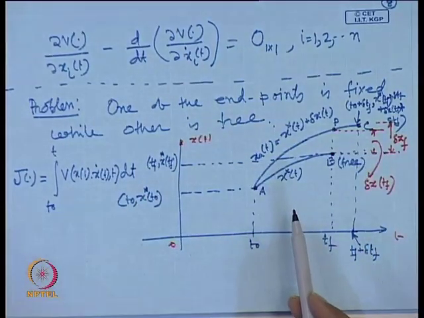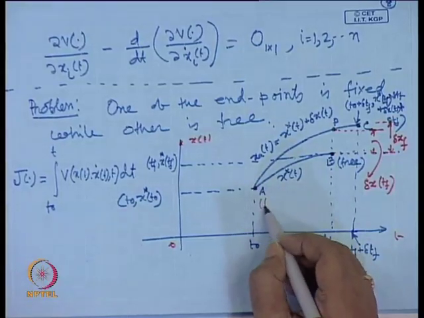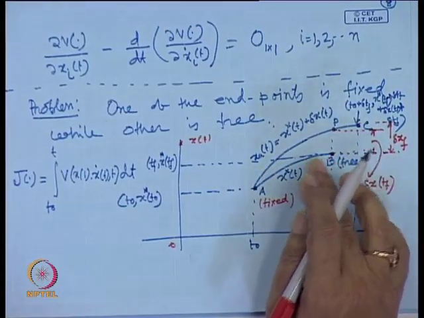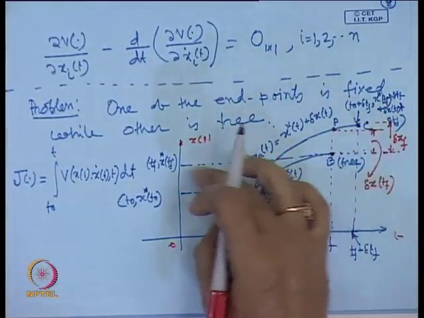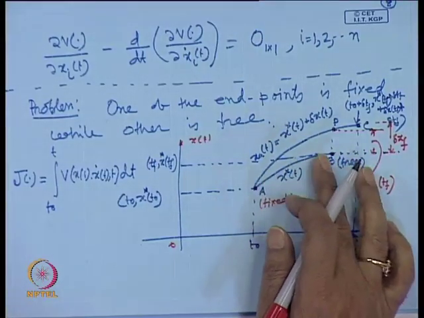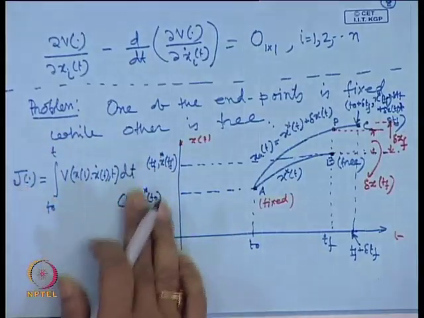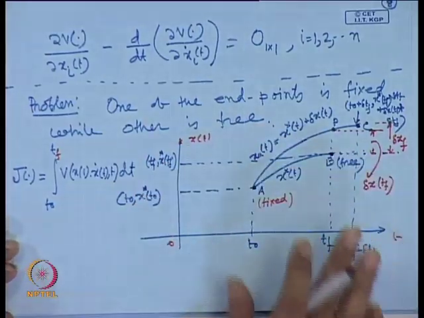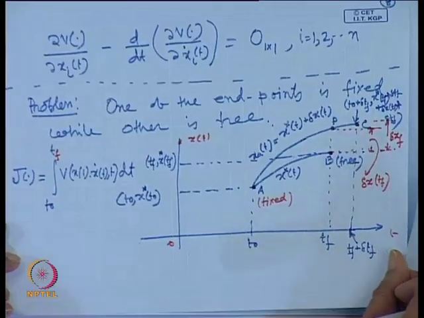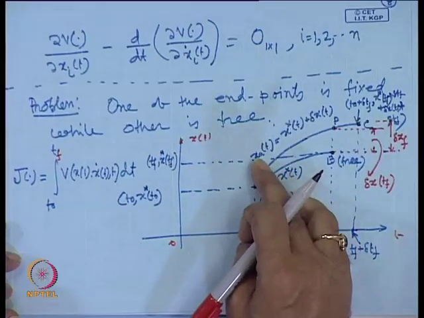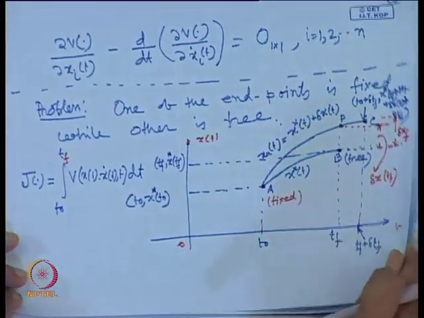So, our job is here: one point is fixed, this is the fixed point, and the B point is free. So, what do you have to find out? B point is free means x star(t_f) is free, t_f is free. So, our job is to find an optimal trajectory x star(t) such that this functional, up to t_f, will be optimized. Then this is our problem, but B is free. Now, near about the optimal trajectory, we have considered another neighborhood trajectory x_a(t), which is x star(t) plus delta x(t).